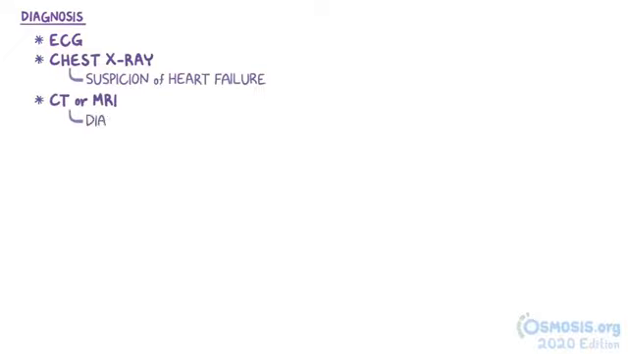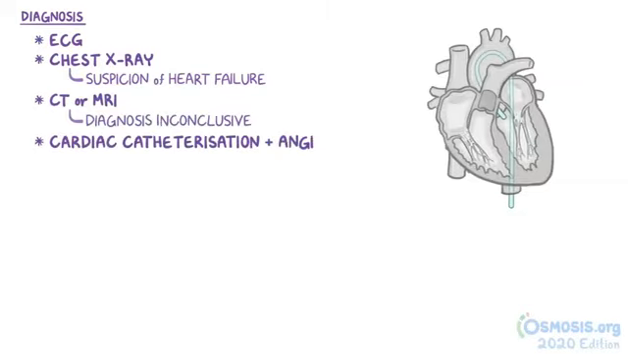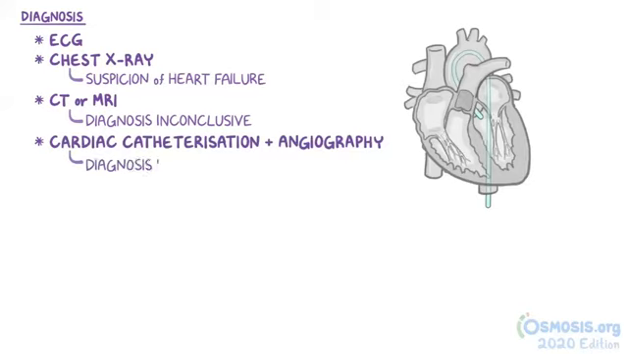An ECG should be performed as part of the initial workup. Chest X-ray is important when there's suspicion of heart failure, and sometimes a CT or MRI are done if the diagnosis is inconclusive. Rarely, cardiac catheterization and angiography is used if the diagnosis remains uncertain after non-invasive studies.